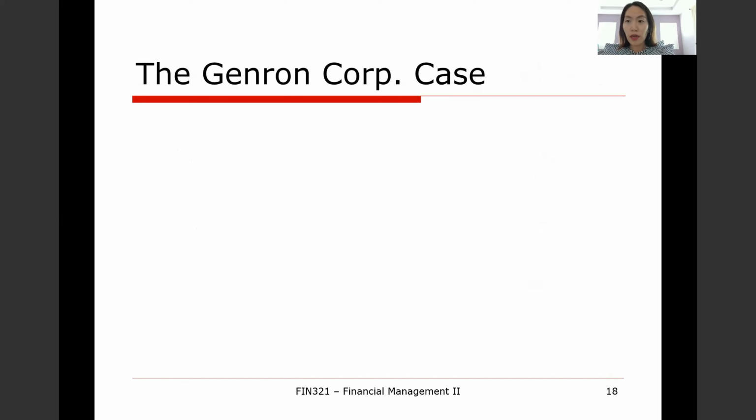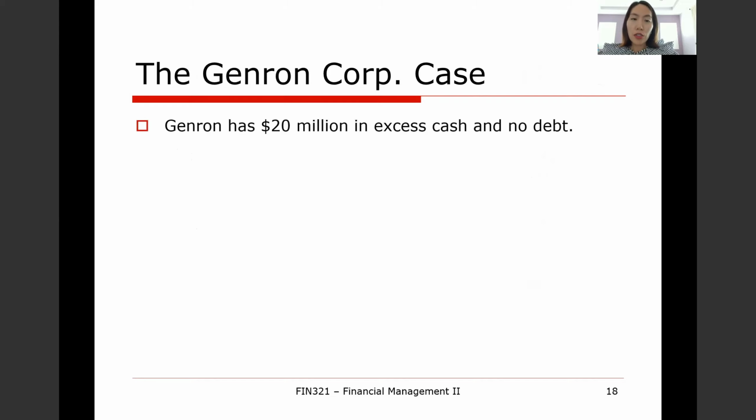Let's prove this proposition using a fictitious company, the General Corporation case. Just as a setup, let's assume that the company General has $20 million in excess cash right now. So it has $20 million cash in hand, and the firm is not using any debt at all. In other words, General Corporation is an all-equity financed company. This is to simplify our analysis, so we are singling out the payout policy from the firm's capital structure.